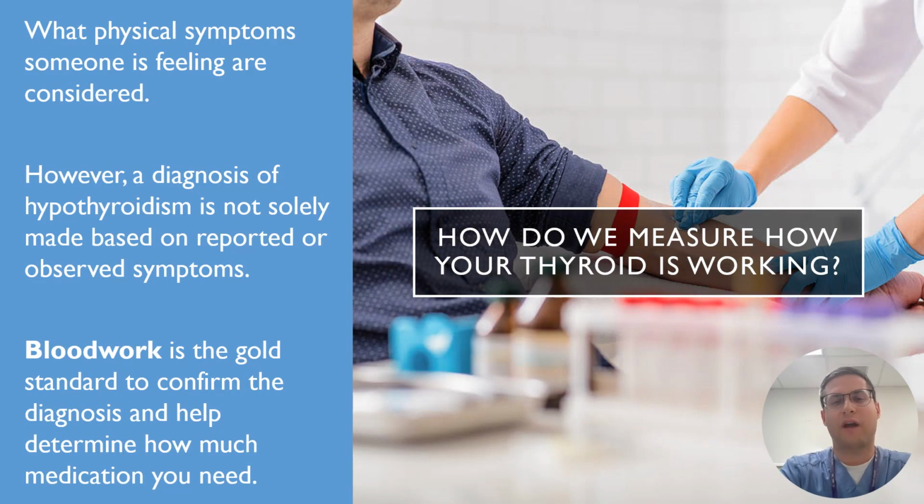How do we measure how your thyroid is working? Well, physical symptoms are noted, as you've listed before, and they are something you will notice. But a diagnosis of hypothyroidism is made with the addition of blood work. Blood work is the gold standard to determine the diagnosis of hypothyroidism. Your doctor can measure the levels of all these hormones in the blood and compare them to what they should be to get your diagnosis.